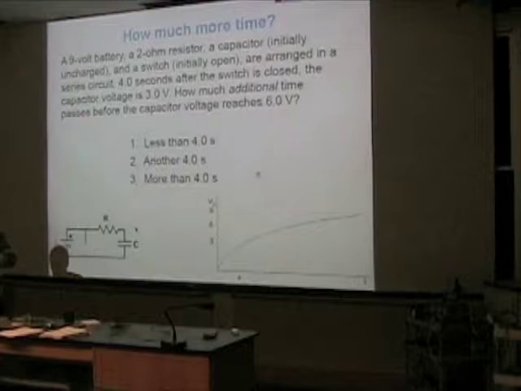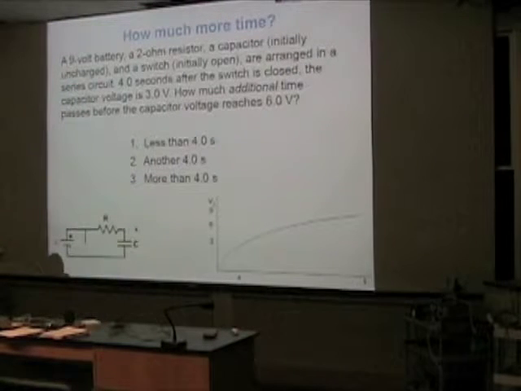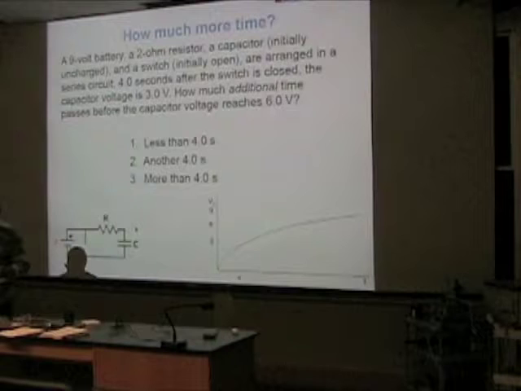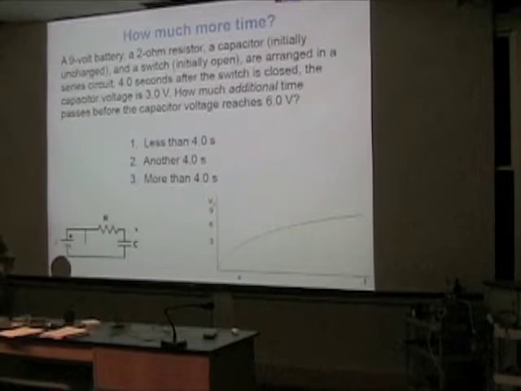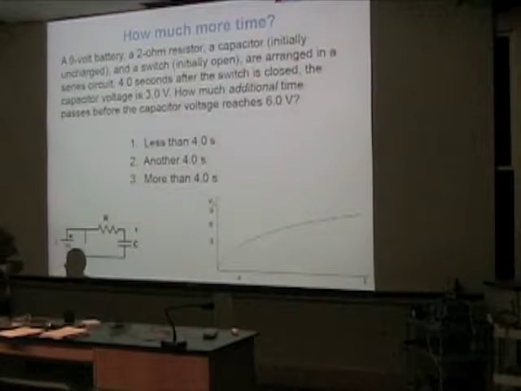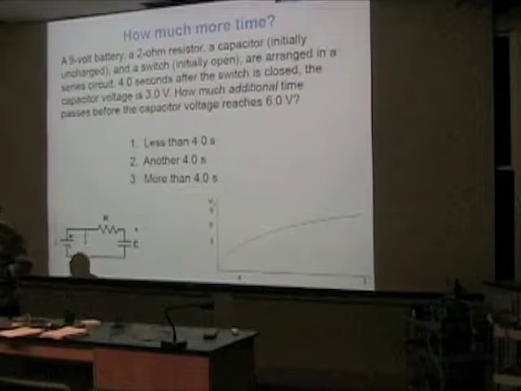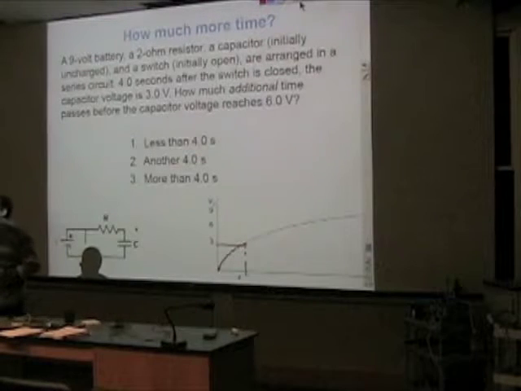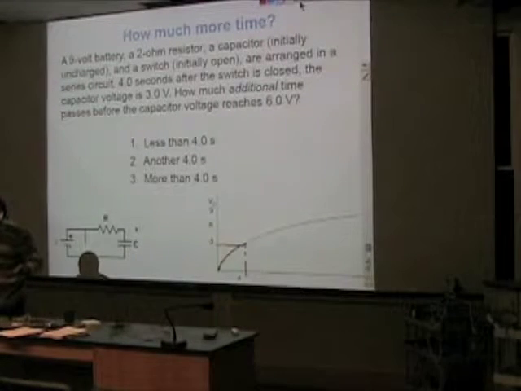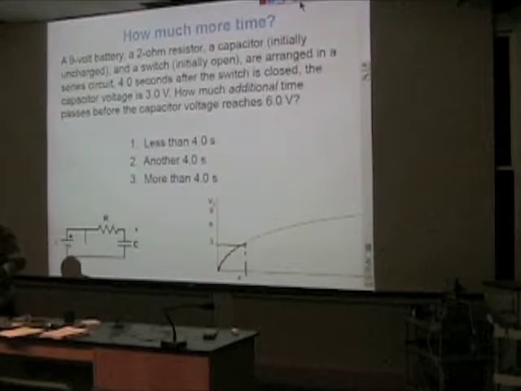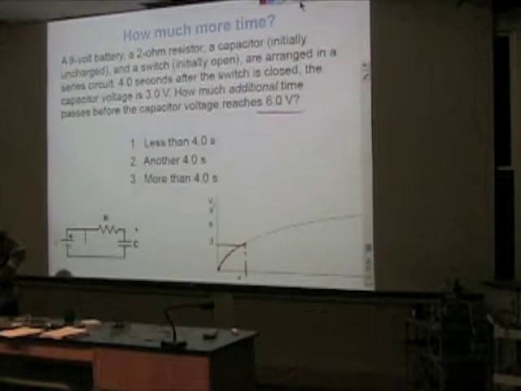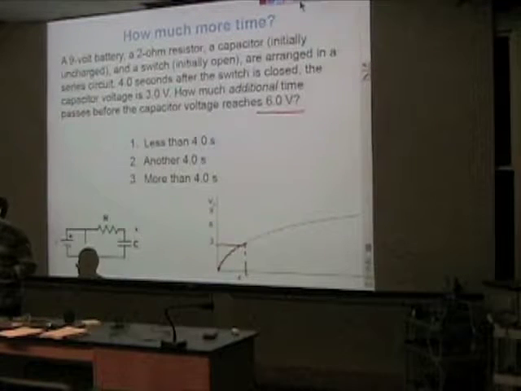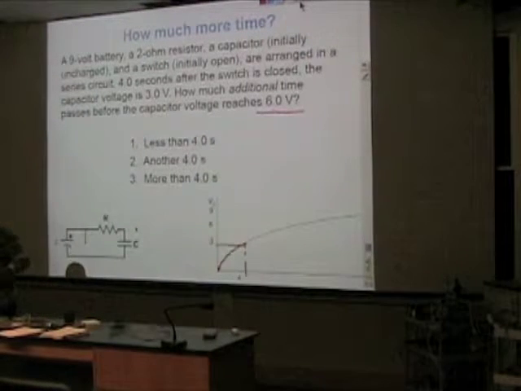Well, this is my first question to you. We know, because, well, how do we know? We can read that it takes 4 seconds to reach the voltage equals 3 volts. So the capacitor starts charging from 0 volts, and in 4 seconds, the voltage equals 3. The question: how much additional time should we wait until the voltage across the capacitor reaches 6 volts, doubles? All right?